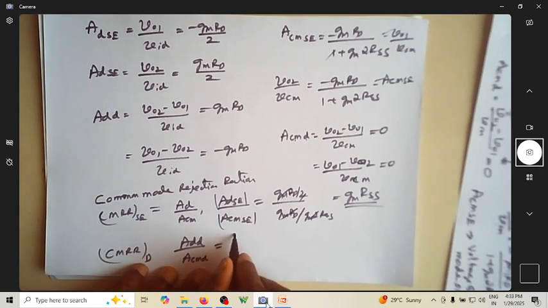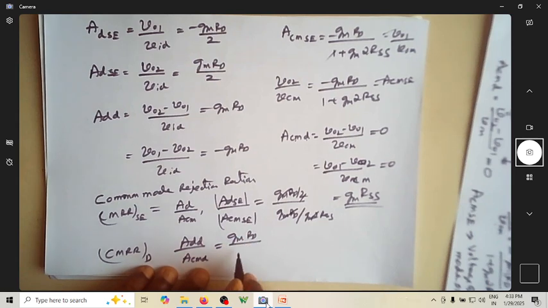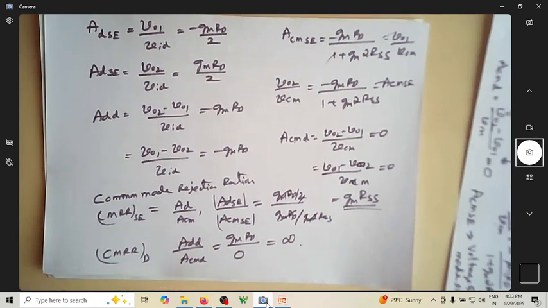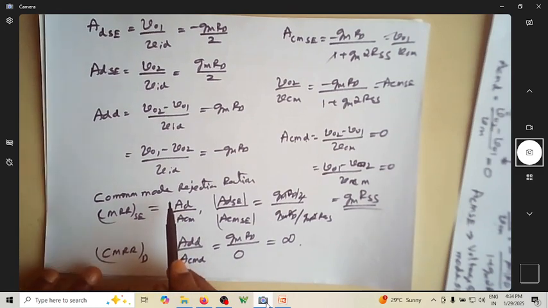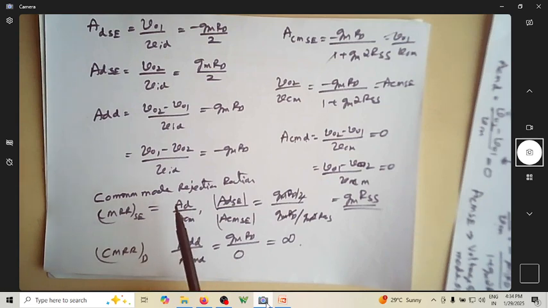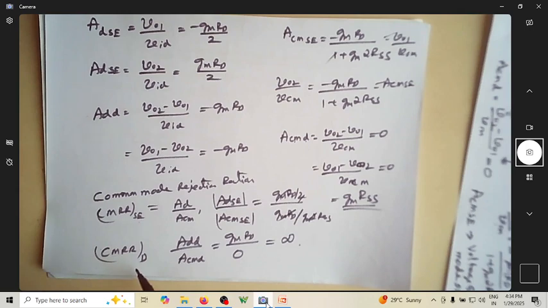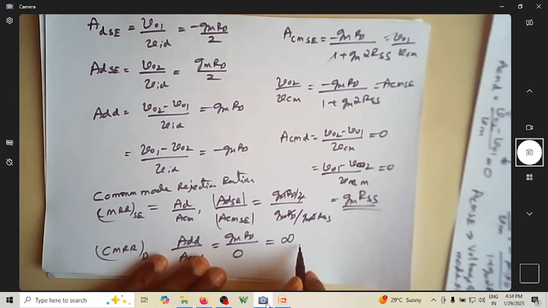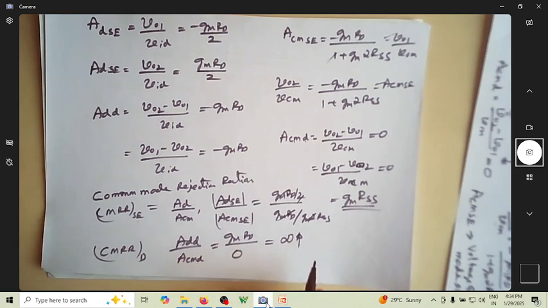Now this is actually GMRD. This is actually 0 because ACMD, you can see ACMD is 0. So this happens to be infinite. So this is how you can get an expression for CMRR, single ended measured and differentially measured CMRR. This is the best CMRR you can ever think of. This is the ideal CMRR.